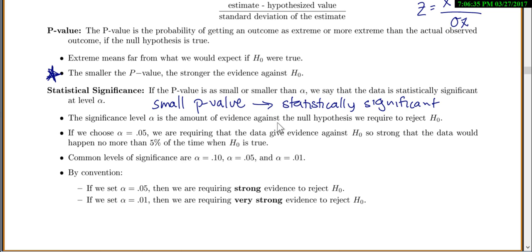And your significance level alpha is your amount of evidence against the null hypothesis that we require to reject the null. So if we're choosing alpha equals 0.05, we're requiring that our data is going to give such strong evidence against the null hypothesis that our data would only happen 5% or less of the time when the null is true. Okay, our common levels again are 0.1, 0.05, and 0.01. By convention, if we say it's 0.05, we're requiring strong evidence to reject the null. And at 0.01, we say very strong evidence to reject the null, and that's just what someone made up, and they're the first ones to make it up, so that's what they get to say.